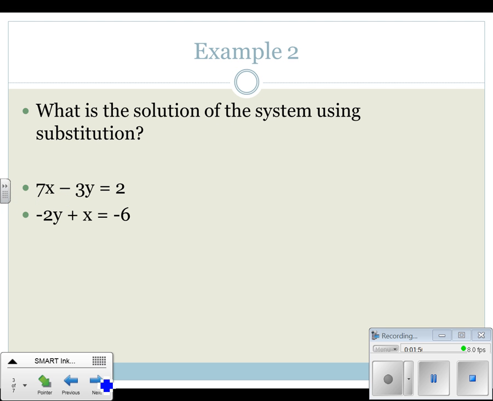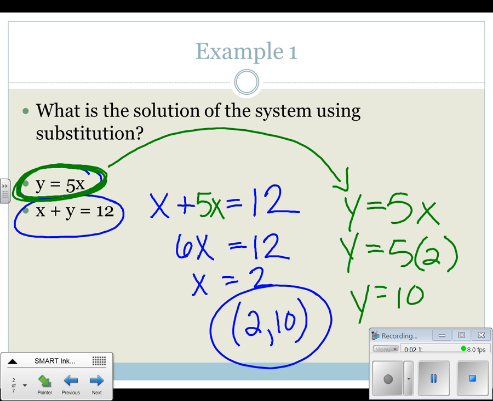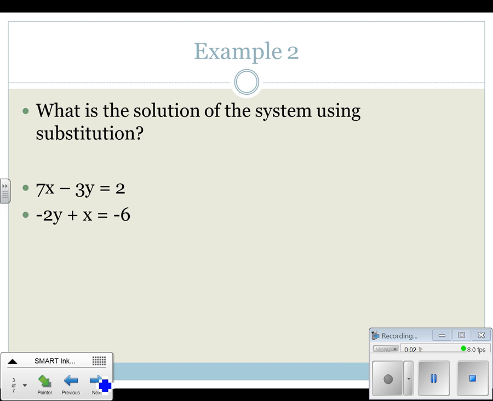What is the solution of the system using substitution? So now we look here, we've got 7x minus 3y is 2, and then we have negative 2y plus x is negative 6. See, in the first problem, it was really nice because the y was all alone. And that's really what you want. You want one of your equations to have one of the letters all alone. So in this case, we have to get one of the y's alone. Let's take the bottom equation and solve that bottom equation for y.